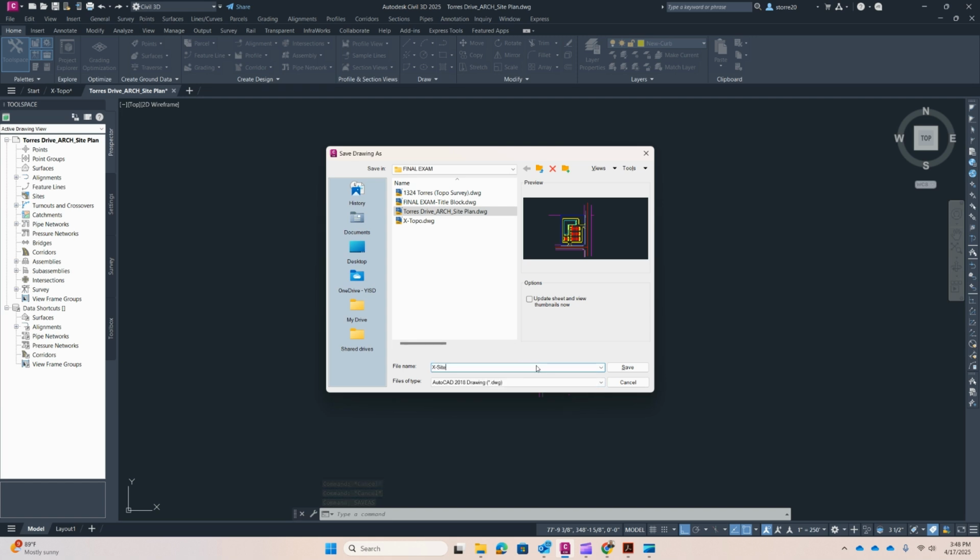And I apologize, in my previous video I kept saying X site for the other one. The other one was actually the X topo. Sorry about that. So the X topo is this one that I have for the topo from the surveyor. X site is the one that I'm going to be creating.